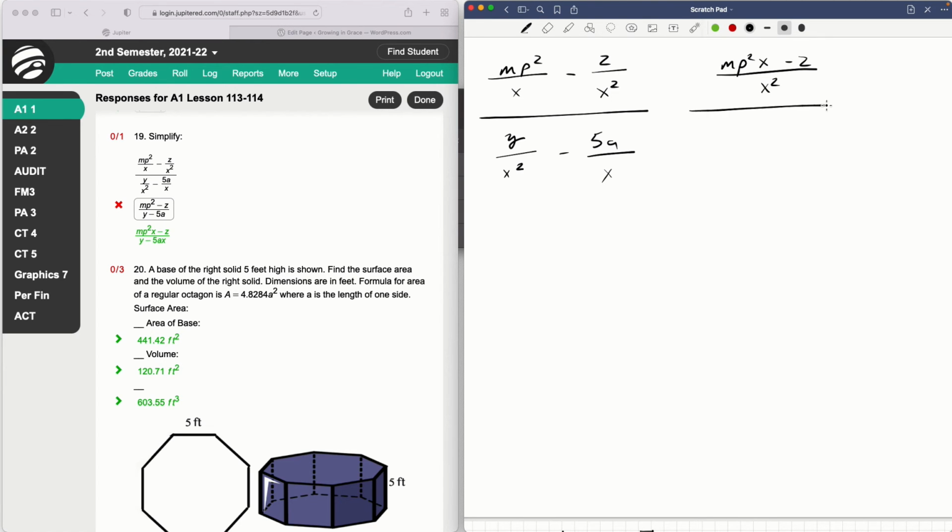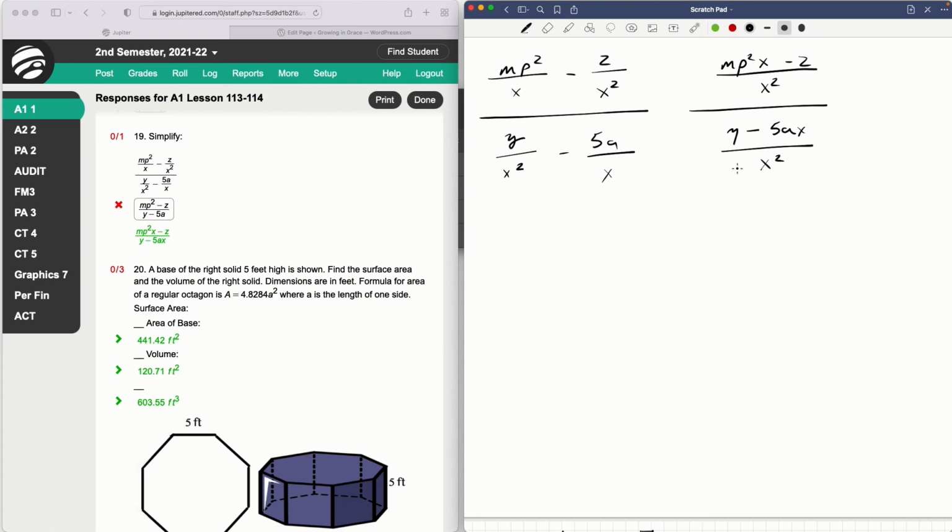And same thing here, right? We just have another x. We have two x's here and one x here. So we just have to multiply this one by another x. So this is going to be y minus 5ax all over x squared. All right, now we can do keep it, change it, flip it.